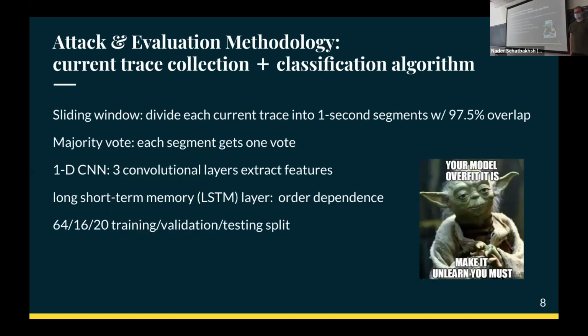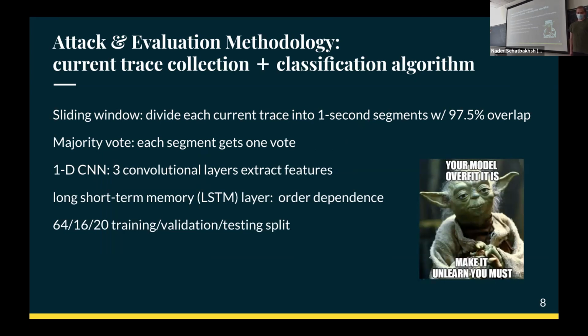And the classification algorithm is basically a 1D convolutional neural network. We know CNNs are most popular for image recognition, but here we only have 1D. We don't have pixels, we don't have a 2D image. We only have a 1D data string, which is time versus the amount of current drawn.